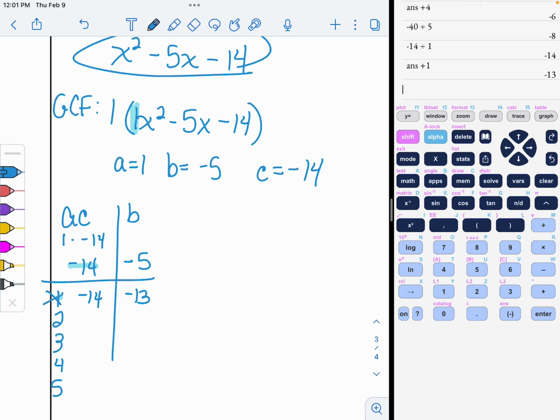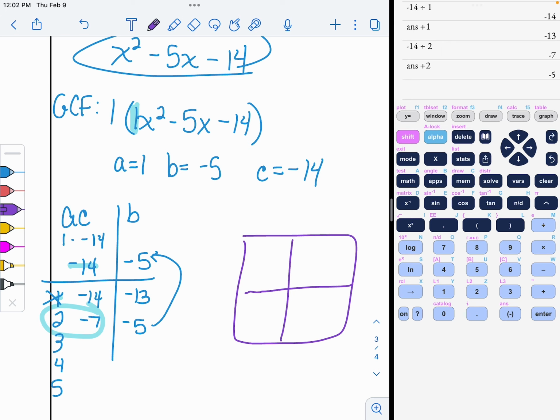Not what I want. Now I'm going to do negative 14 divided by 2. Notice I get negative 7. Add, and I get negative 5. Well, that is exactly what I want. So those are my magic factors. I'll highlight them so I don't draw on top of them. It's time to go to the box.